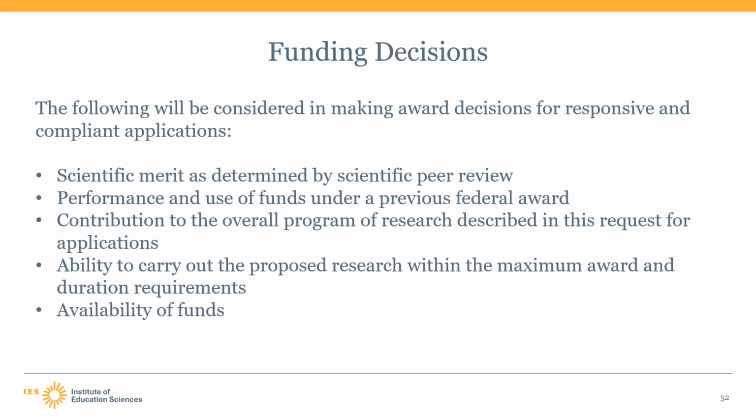So how are funding decisions made? The following will be considered in making award decisions for responsive and compliant applications: scientific merit as determined by scientific peer review, performance and use of funds under a previous federal award, contribution to the overall program of research described in this request for applications, ability to carry out the proposed research within the maximum award and duration requirements, availability of funds.